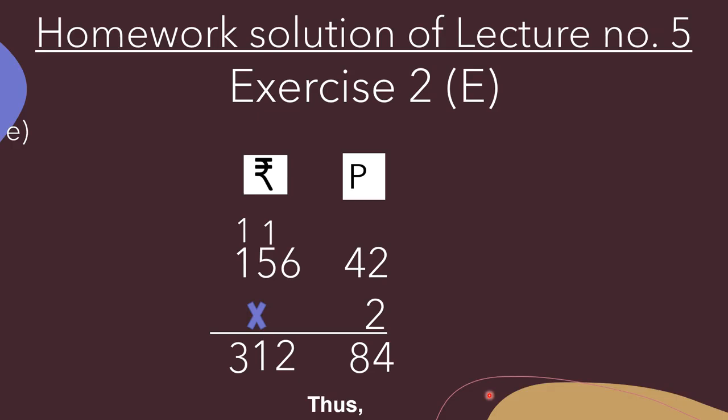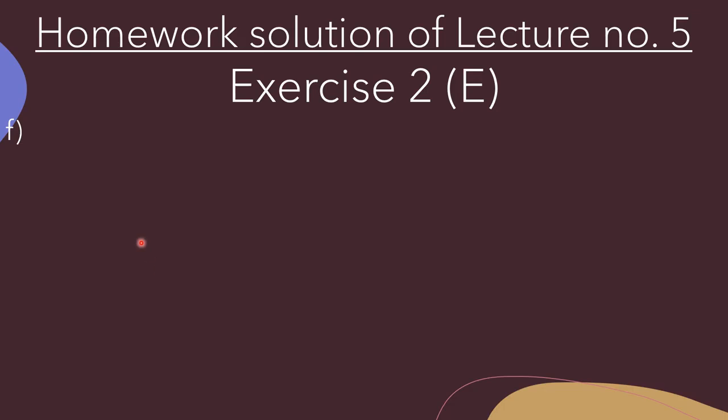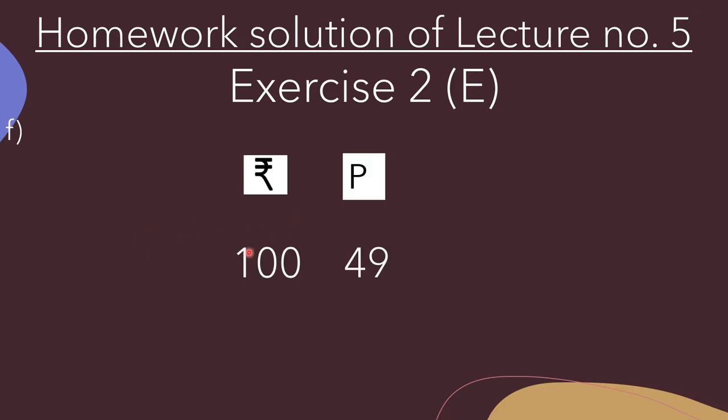How we can write it collectively? The product is 312.84 rupees. Now in F part, rupees and paise are given. 100 rupees 49 paise, and we have to multiply it by 3. So here we need to speak the table of 3. 3 multiplied by 9, that is equal to 27. So here we will write 7 and 2 will be carryover.